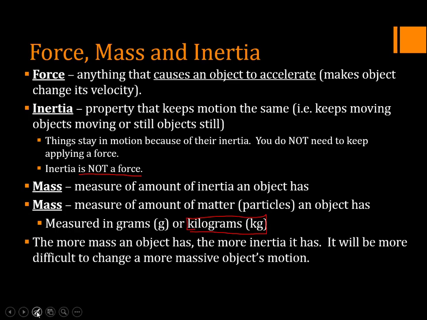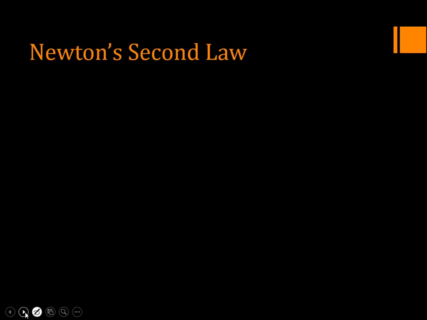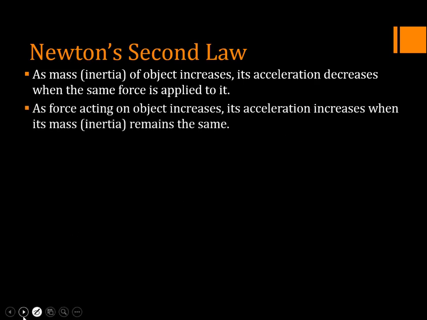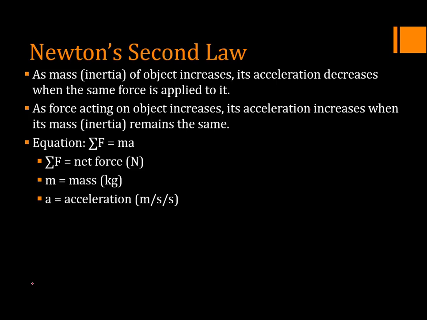Okay? So more mass means more inertia, and it will be more difficult to change a more massive object's motion. Which is what Newton's second law says. Newton's second law is the mathematical description of force, mass, and acceleration. It says as mass increases, its acceleration decreases when the same amount of force is applied to it. Another way of saying that, if we use more force, then it's going to accelerate more if we keep the mass the same. And we actually write this mathematically like this.